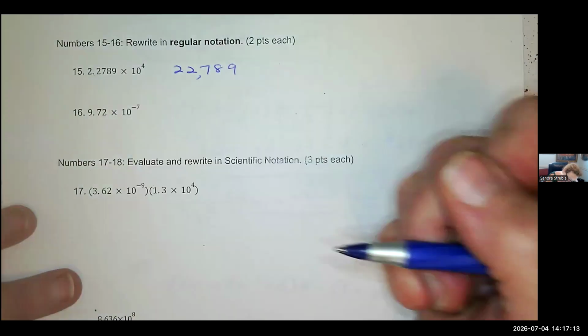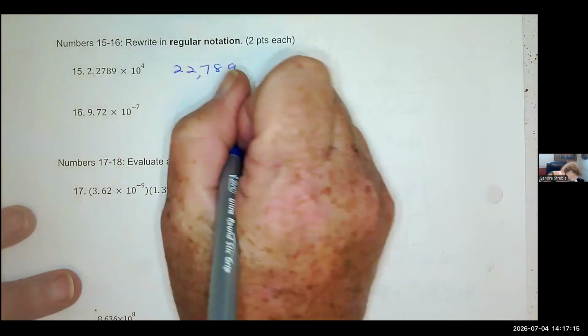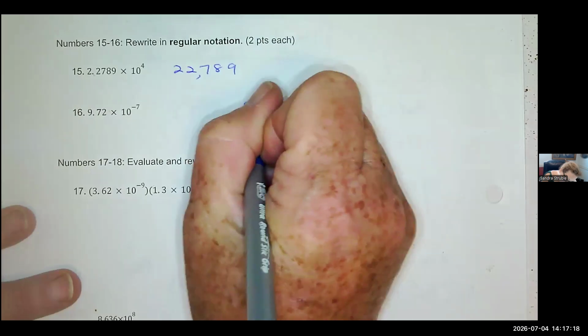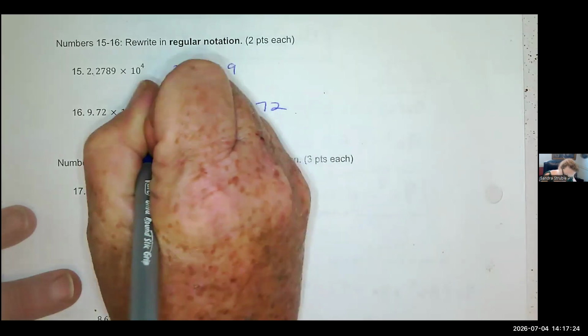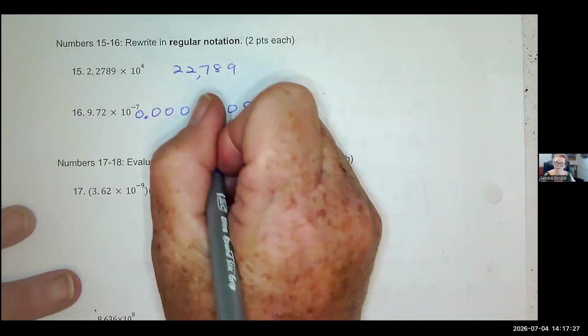I'm just going to rewrite the 972, and I'm going to have to go 1, 2, 3, 4, 5, 6, 7. Put my extra one there. So there's 1, 2, 3, 4, 5, 6, 7. Yes, I moved my decimal over to the left.